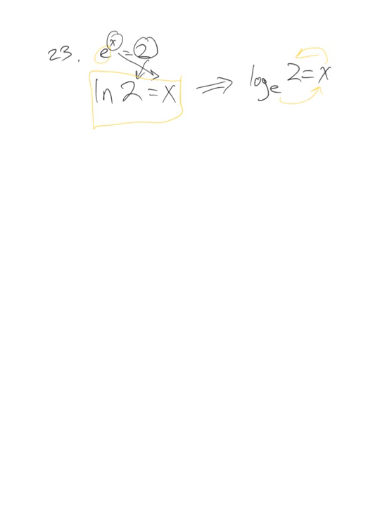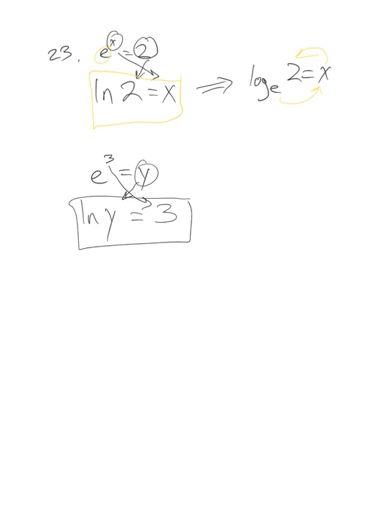And let's go with e to the 3rd equals y. It's the same type of thing. This is a natural log, which is base e, and your exponent becomes your answer, and your answer becomes your base. So the natural log of y equals 3.